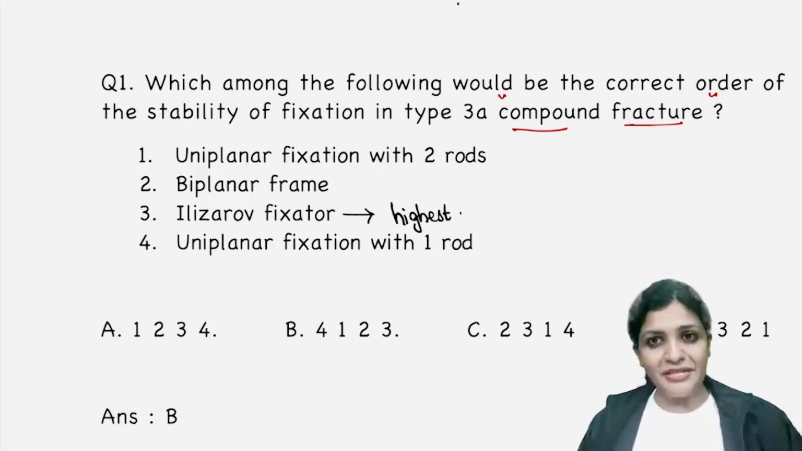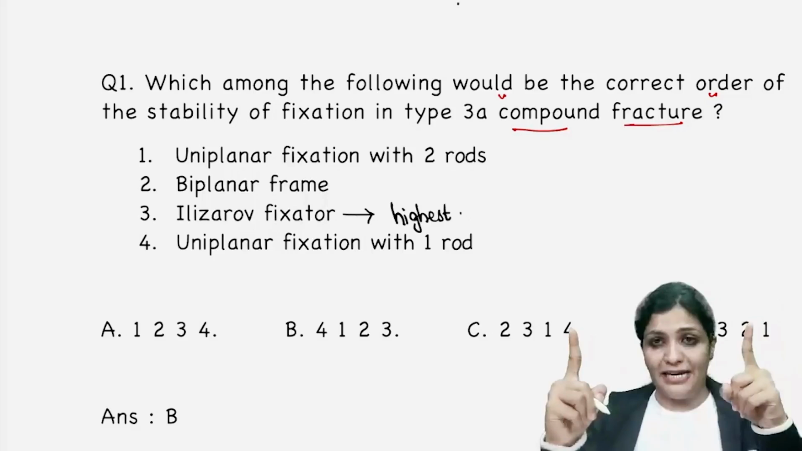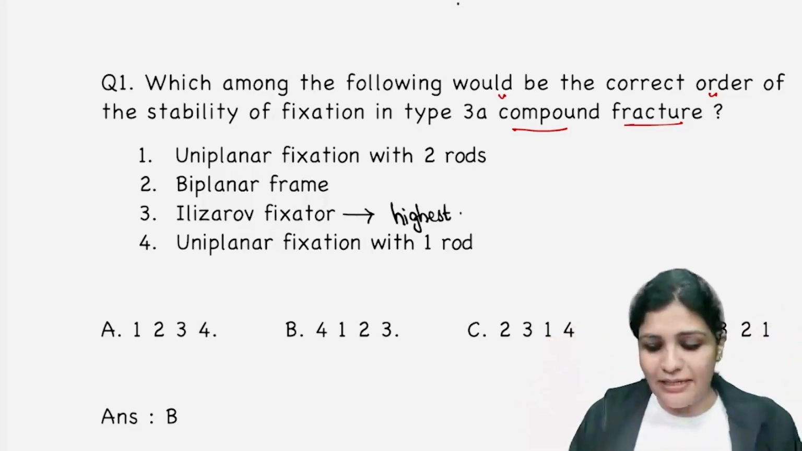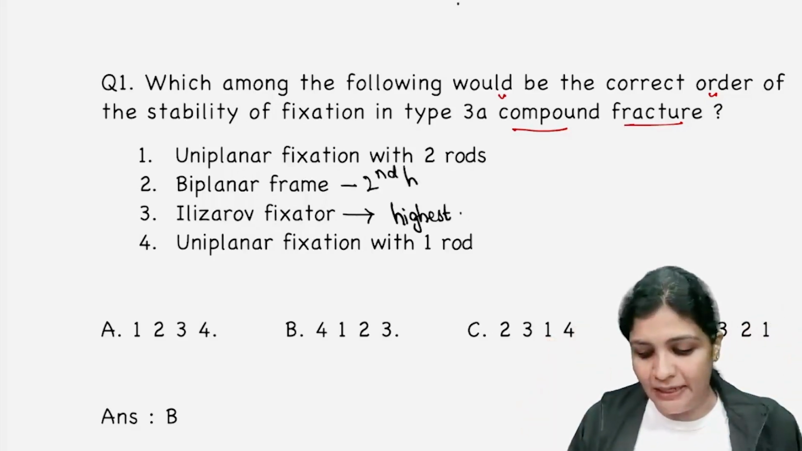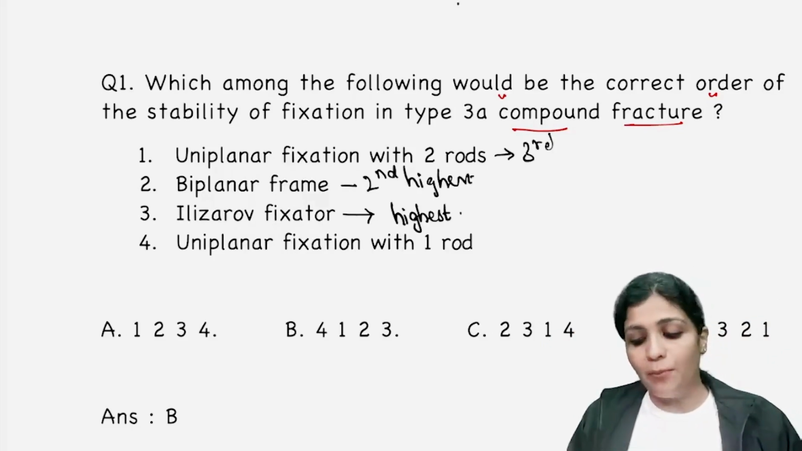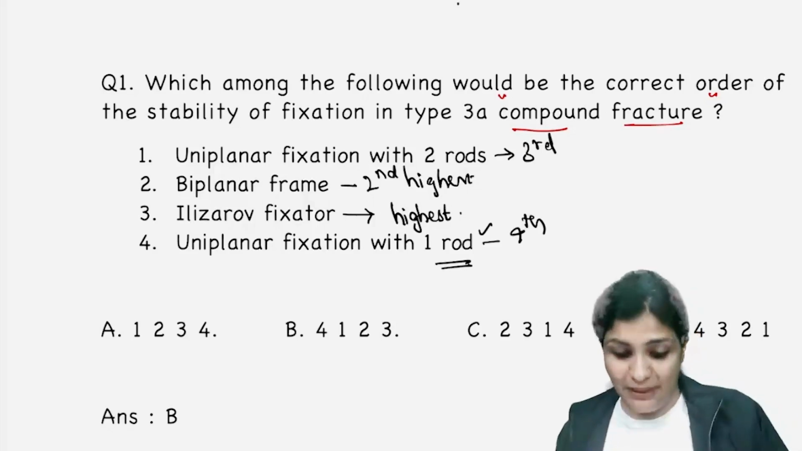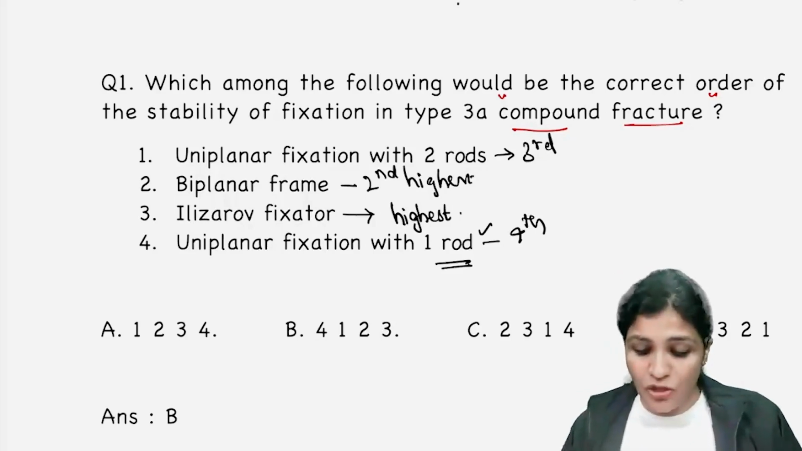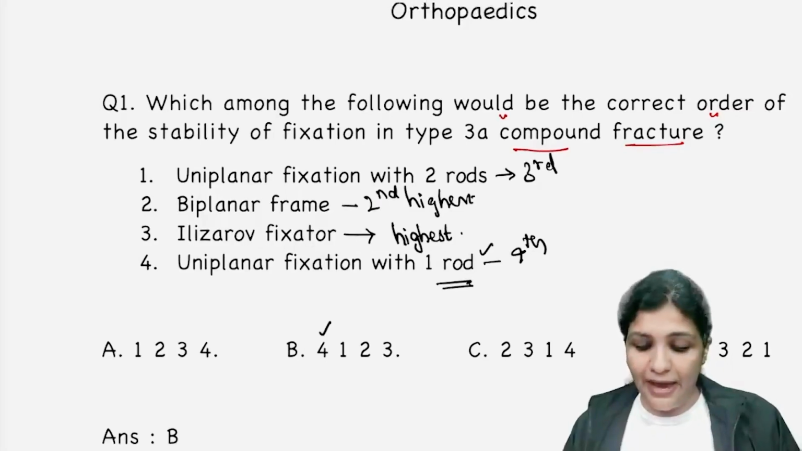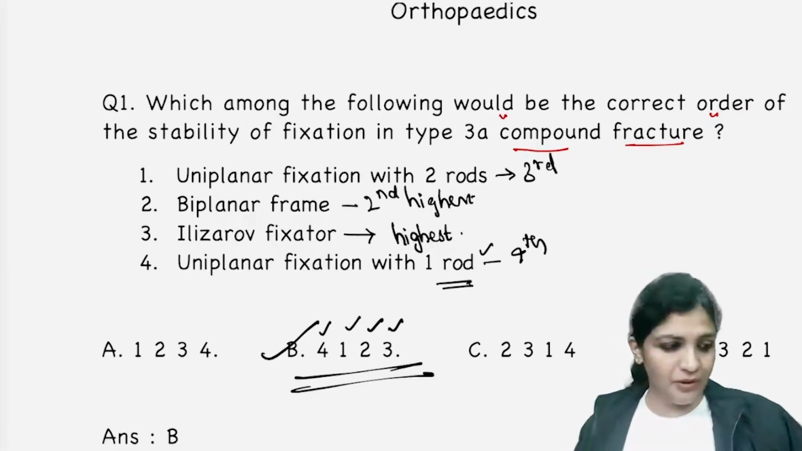Then always after 360 degrees, it is biplanar, right? I've told you when rods are present on the opposite side, that is 180 degrees to it, so that is the second highest stability. And then if a uniplanar fixation has 2 rods, it is more stable than 1 rod. So 1 rod gives you the least stability. So now what would be the correct order? So 4, 1, 2 and 3. So 4 is for least stability, 1 is the second one, biplanar, and then Ilizarov. So the answer for this is option B, right?